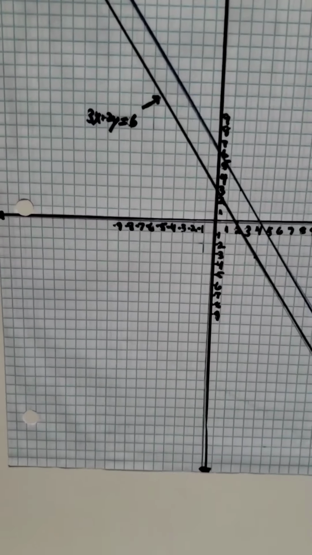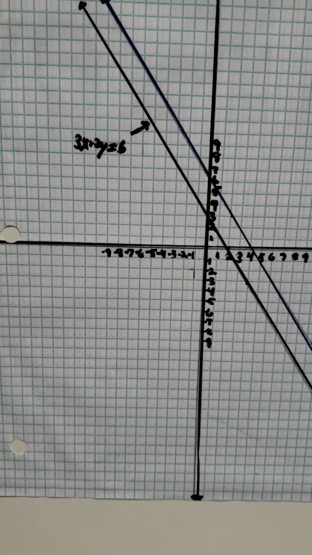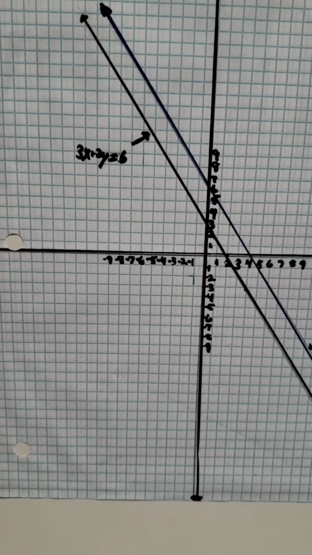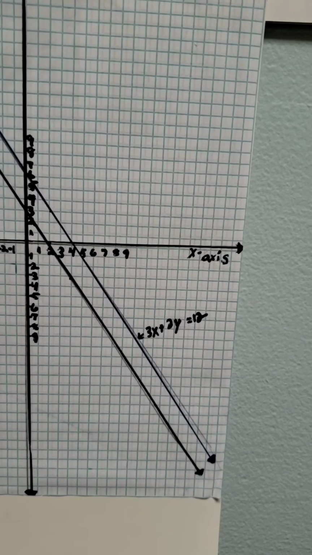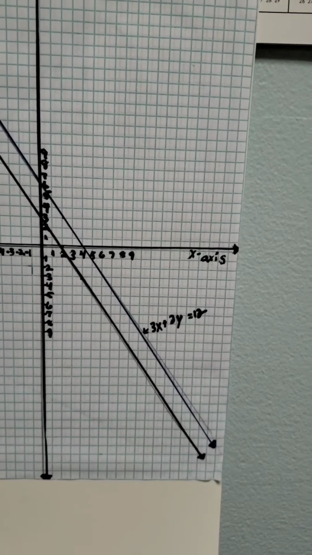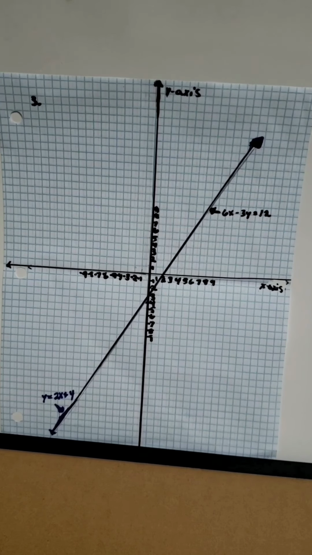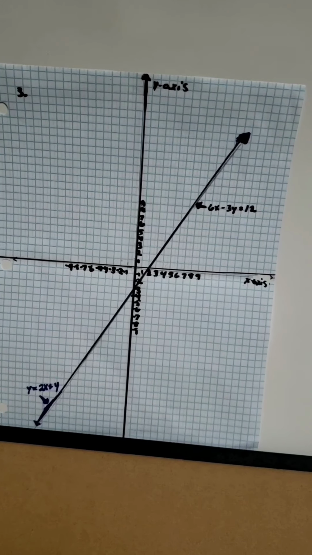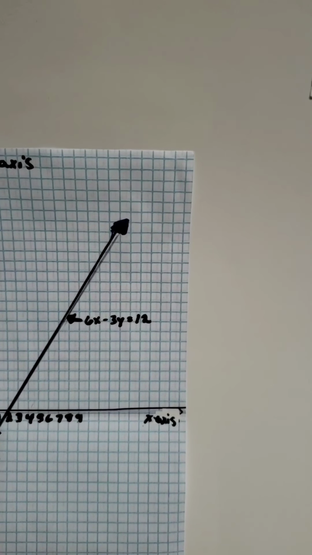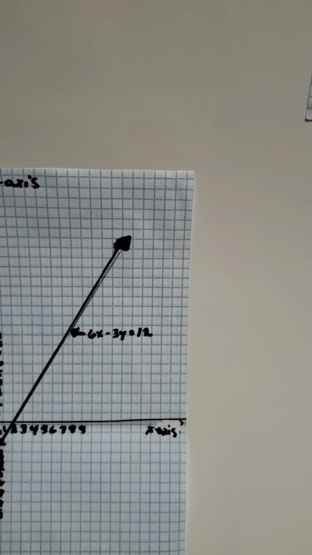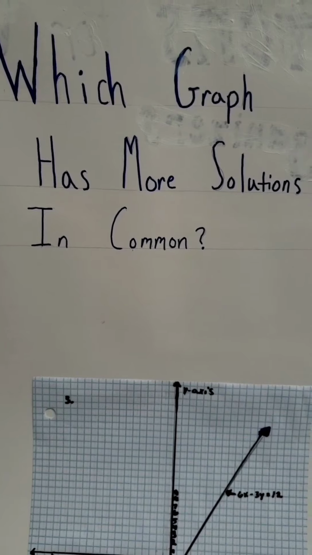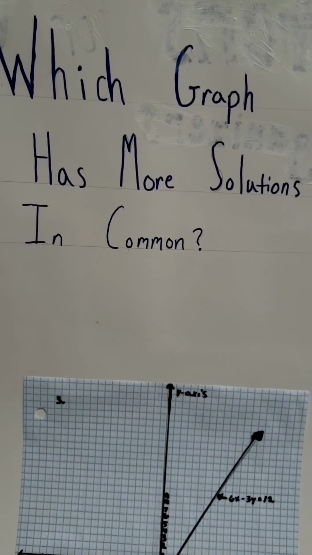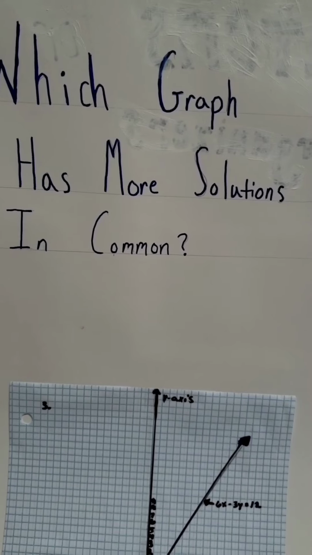In graph number 2, you have the equation 3x plus 2y equals 6, and also the equation 3x plus 2y equals 12. Graph number 3, you have the equations y equals 2x plus 4 and 6x minus 3y equals 12. What I want you to answer and check with a partner is, which graph has more solutions in common? Try it now.